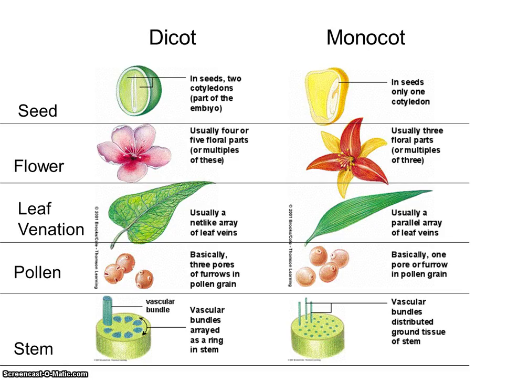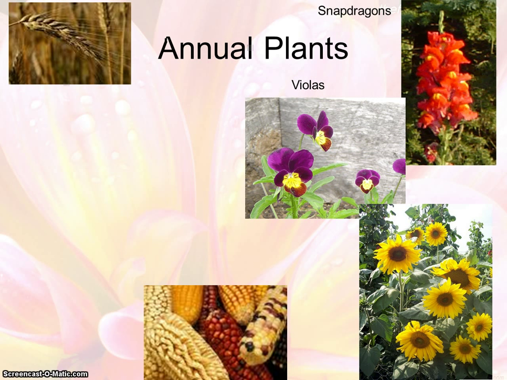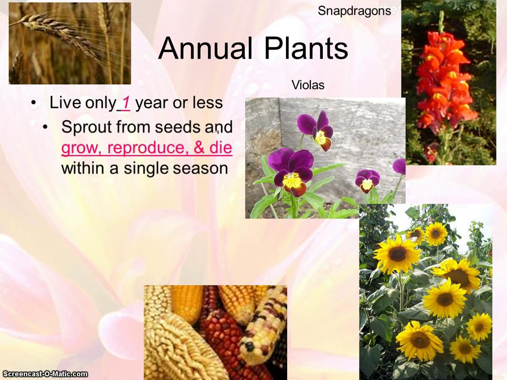So we just reviewed characteristics between dicots and monocots. So let's continue on looking at our angiosperms. We have more categories. We have annual plants that fall underneath the angiosperms. Annuals are going to be plants that only grow and produce during 1 year or one season. Okay, wheat, corn, sunflowers. A lot of your flowering plants will do this. That will be annuals.